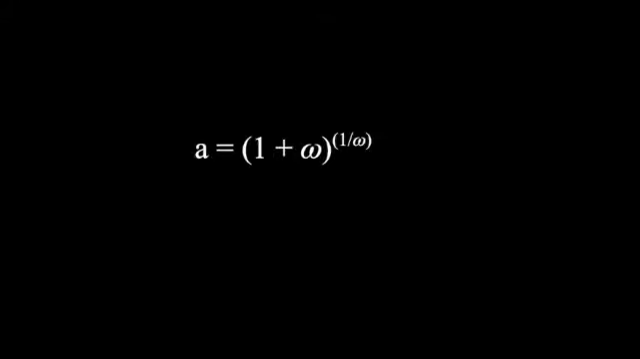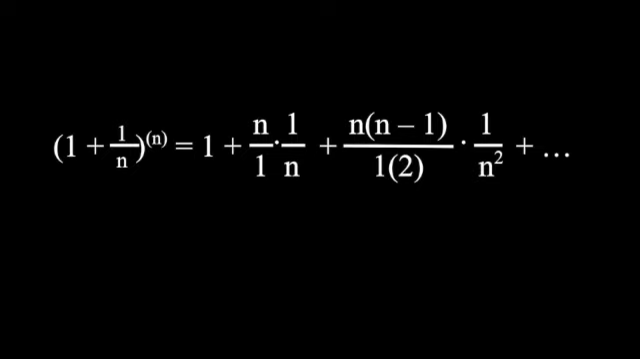If omega is infinitely small, 1 over omega is infinitely large, which we call n. So omega equals 1 over n, and we substitute this in. a equals (1 plus 1 over n) to the n as n approaches infinity. Now, once again, we employ the binomial theorem and get (1 plus 1 over n) to the n equals 1 plus n over 1 times 1 over n plus n times n minus 1 over 1 times 2 times 1 over n squared, and so on.